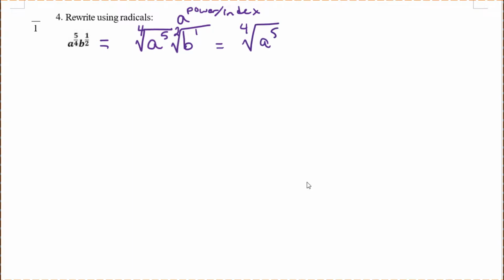So let's rewrite this using radicals. So pretty straightforward. Remember, power over index. So it's a to the power over index. So we have a to the 5th power with an index of 4. And then b to the 1st power with an index of 2. But again, we don't usually write the 2, so we can just rewrite it as 4th root of a to the 5th times square root of b.